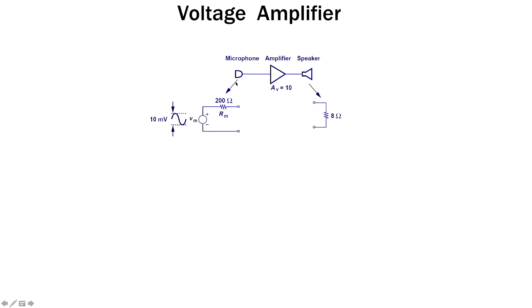So you have a microphone, and I represent the microphone like this. The microphone has a varying voltage. This is the output stage. So when I look from here into the microphone, what I see is that the microphone has some output impedance, maybe around 200 ohms, and then the microphone is generating some voltage signal.